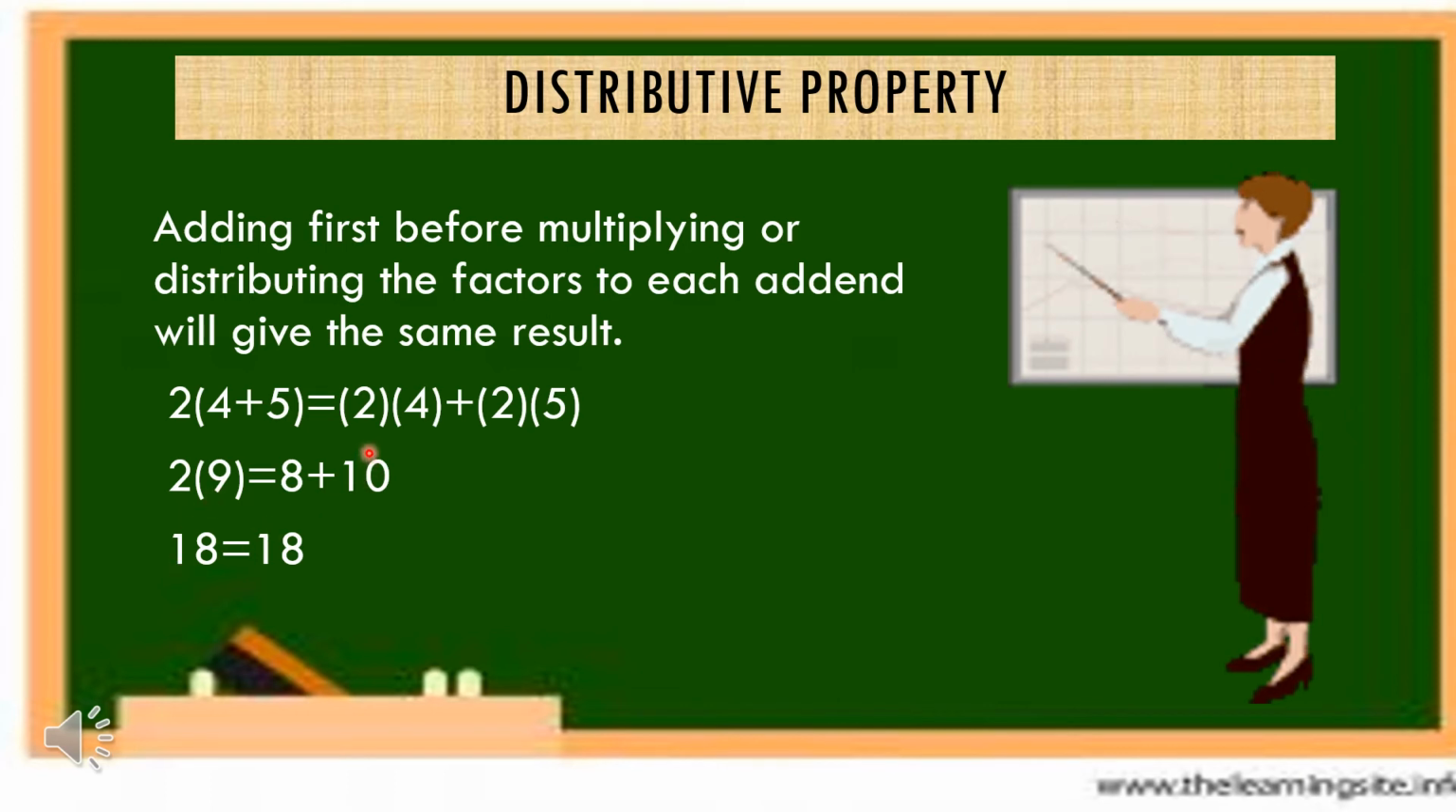Or if we distribute, 2 times 4 plus 2 times 5, 2 times 4 is 8, and 2 times 5 is 10. 8 plus 10 equals 18. And that is distributive property.